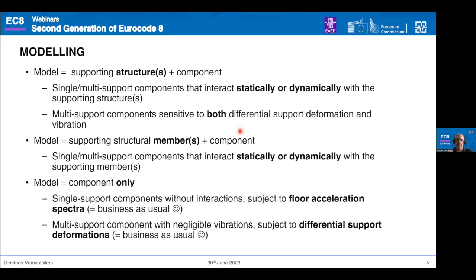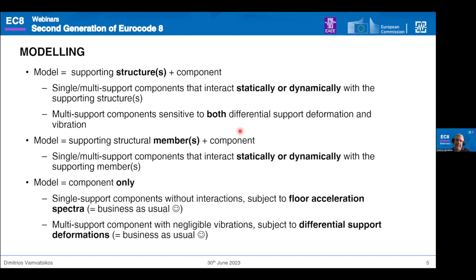Now, there is also the issue of having just the component itself, and this would be the majority case for components that do not interact dynamically with the structure. For example, components of relatively low mass. And let's say this is business as usual. Again, I will differentiate 2 cases. Will be the single support components, where essentially you are designing them as subject to floor acceleration spectra. That is essentially Eurocode 8, if you will, and the extras will show here.